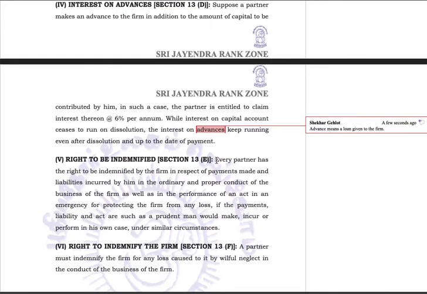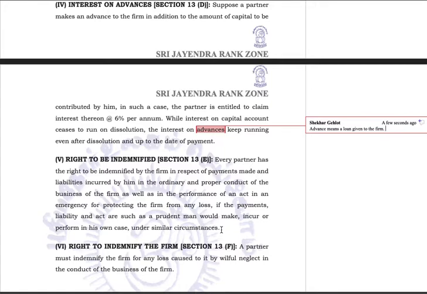Right to be indemnified. Section 13(e). Every partner has the right to be indemnified by the firm in respect of payments made and liabilities incurred by him in the ordinary and proper conduct of the business of the firm, as well as in the performance of an act in an emergency for protecting the firm from any loss, if the payments, liability, and act are such as a prudent man would make, incur, or perform in his own case under similar circumstances. Okay, so if in an emergency he has suffered some personal loss in order to avoid loss to the firm, then the firm shall pay him.